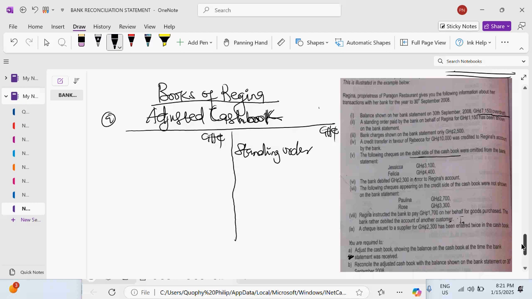Our standing order is 1150. Then bank charges is also here, right? Bank charges is how much? 2500. Then what else?